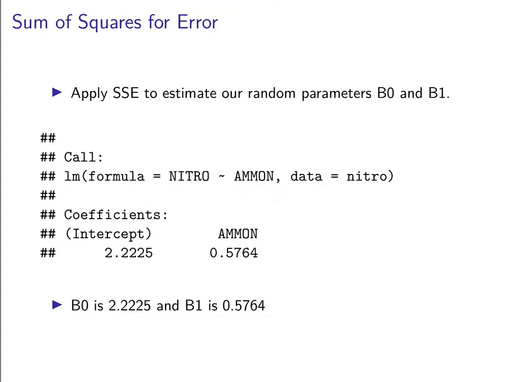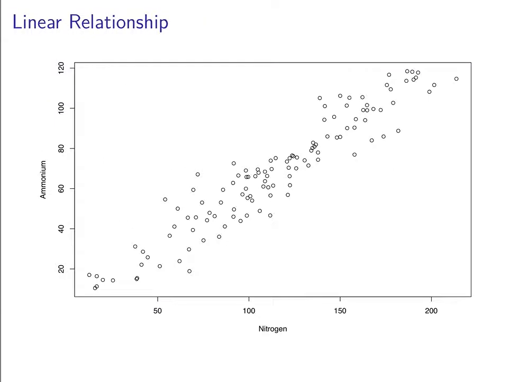And then we also apply sum of squares for errors to estimate our random parameters beta 0 and beta 1. And so using the linear model from RStudio, we get beta 0 to be 2.225 and beta 1 to be 0.5764. First we're validating if this model is the right model for this data set. To show a linear relationship between both variables, the plot looks fairly linear.